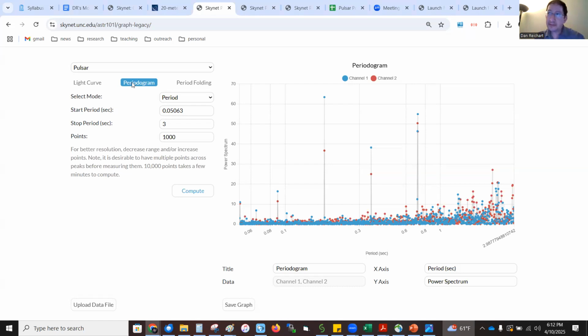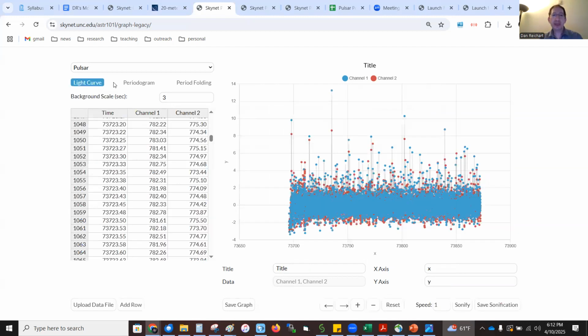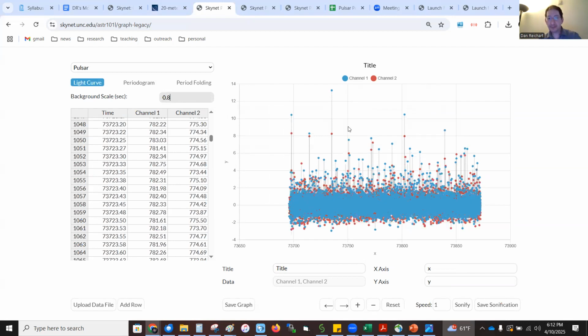Now, let me give you a tip. You can improve the periodogram. Once you've figured out the base frequency, in this case around 0.7, go back to the light curve page and change the background subtraction scale to something just a little bit bigger. So we measured 0.7, let's try 0.8. That changes this data just a little bit.